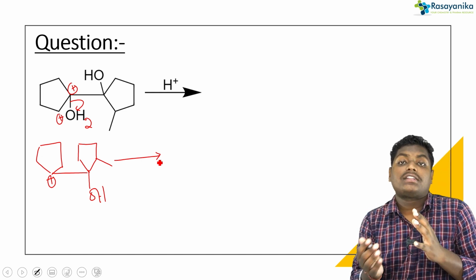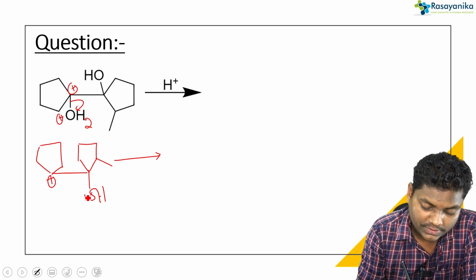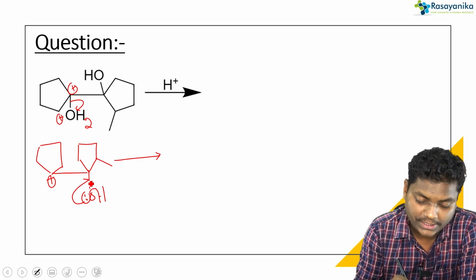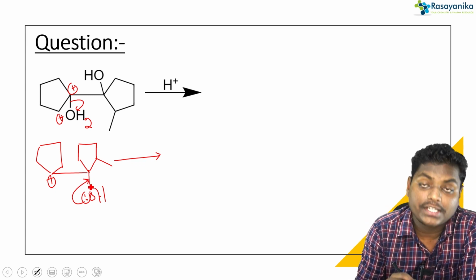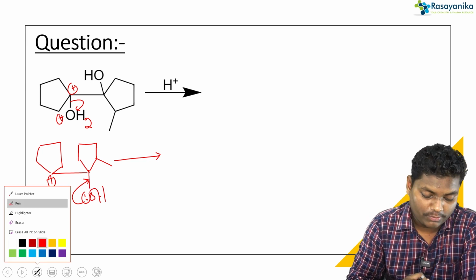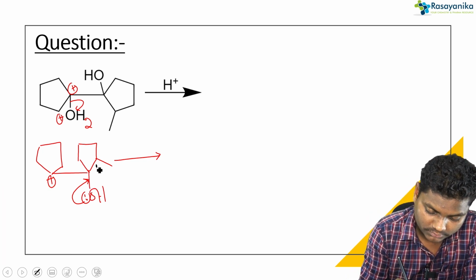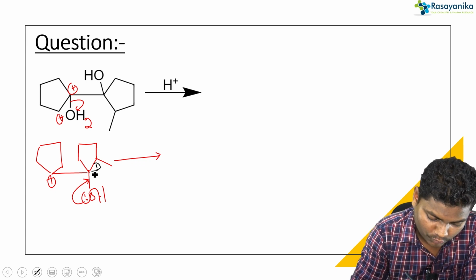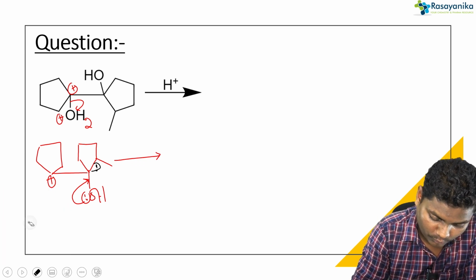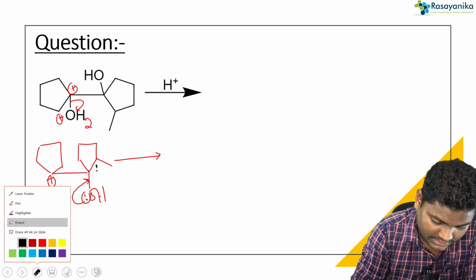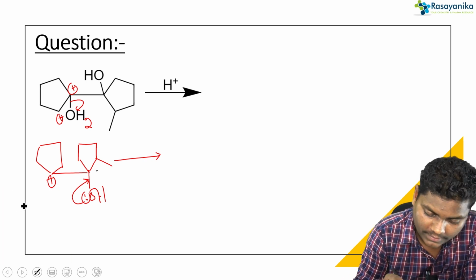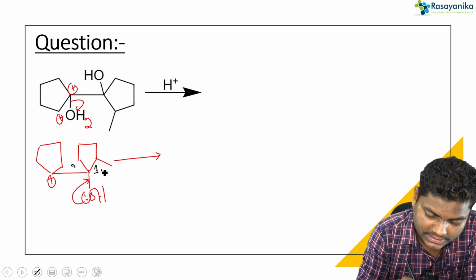Now, what is the mechanism that we have seen? In the next step, this lone pair of oxygen will be pushing. Now the question arises, which bond will migrate? Either this can migrate, let's number this 1, or this can migrate.